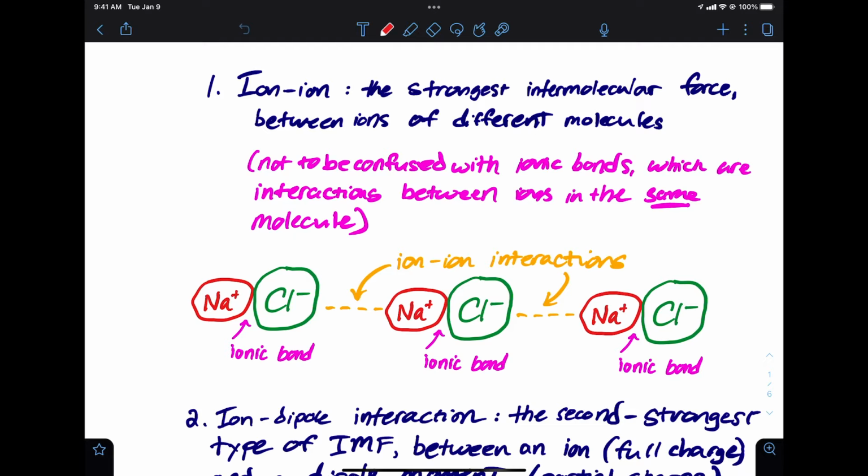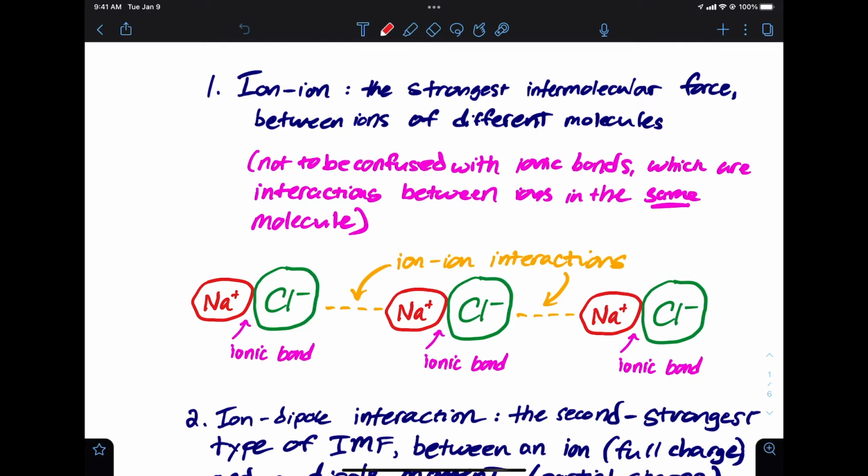Okay, and it's the strongest type because these are full charges. Most of the other types of interactions that we'll see involve partial charges, or at least one of the participating entities has a partial charge. But this is 2 full charges, a full plus and a full minus. Now you could get even stronger if you had, say, a positive 2 ion and a negative 2 ion. Those would be really strong interactions, like calcium and oxide. So these can be very strong depending on the relative charges of the ions.